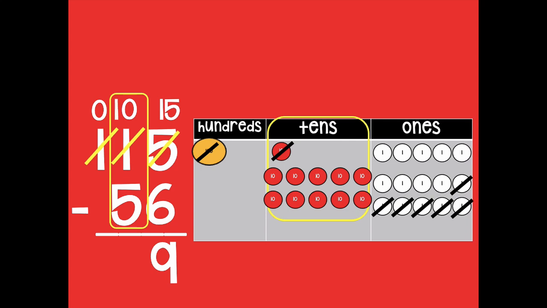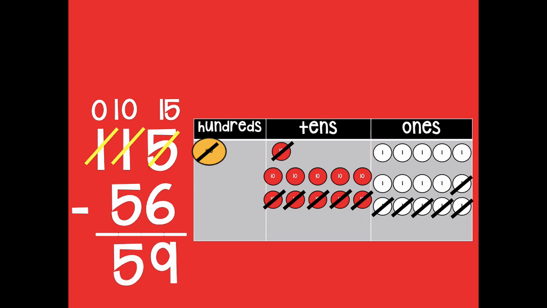So now I'm able to subtract 5 tens. So 1, 2, 3, 4, 5. So how many tens do we have left? Yeah, we have 5 tens left. Okay, then we move to our hundreds place. And there's nothing to subtract there, right? So 0 minus 0 is 0. So 115 minus 56 equals 59.